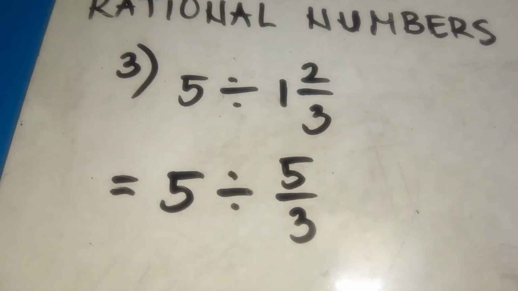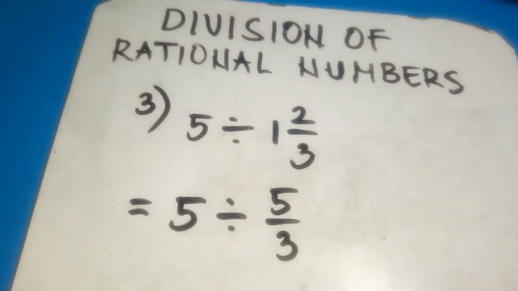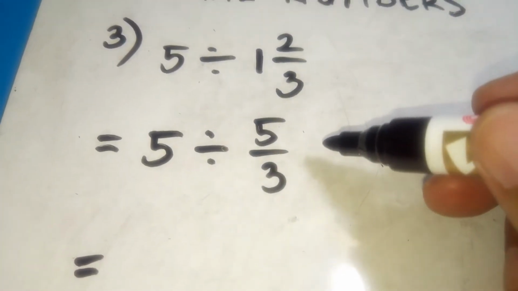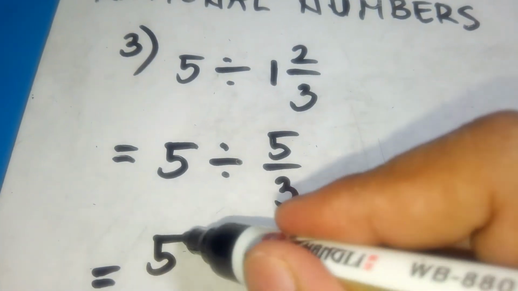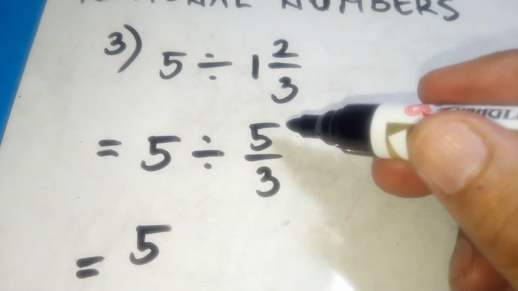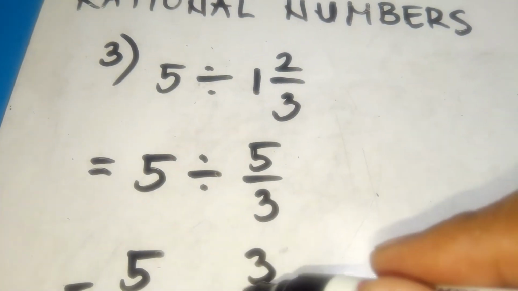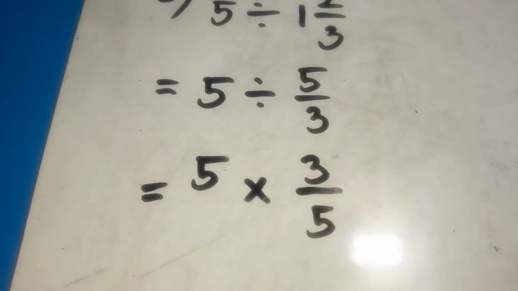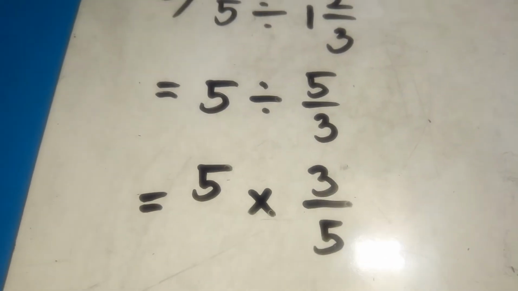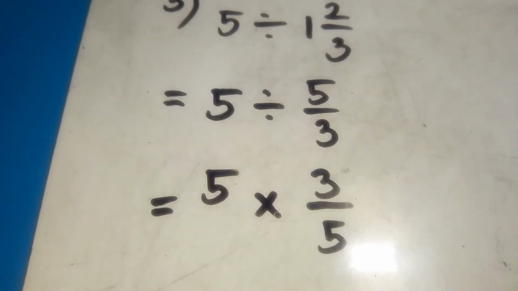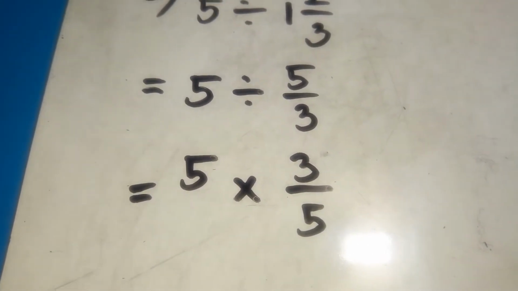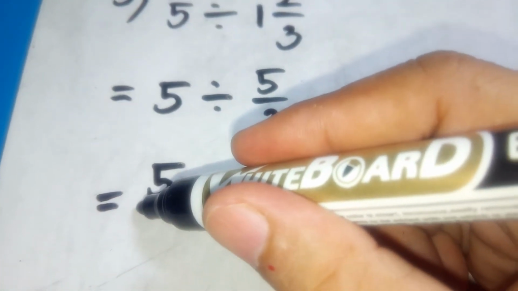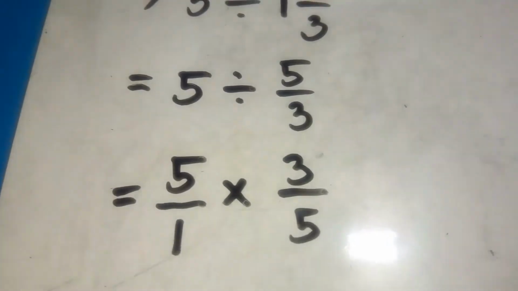Okay, so 5/3. Then divide. We just copy 5 and take the reciprocal of 5/3, so that's 3 over 5, and proceed as in multiplication of rational numbers. We all know that the integer 5 is a rational number, so we can say that 5 could be written in the form 5 over 1.